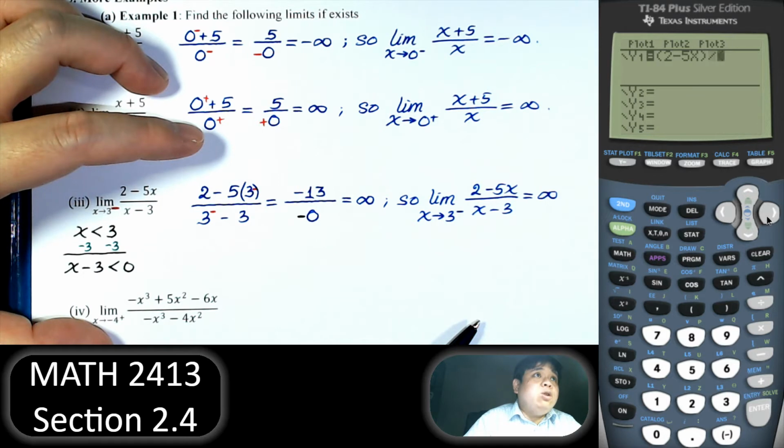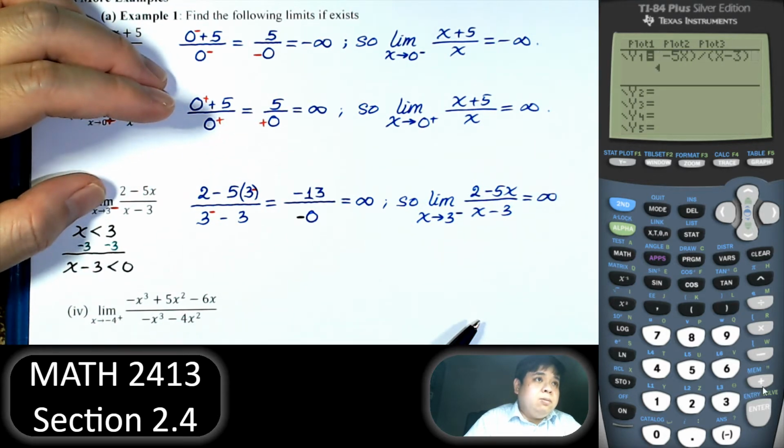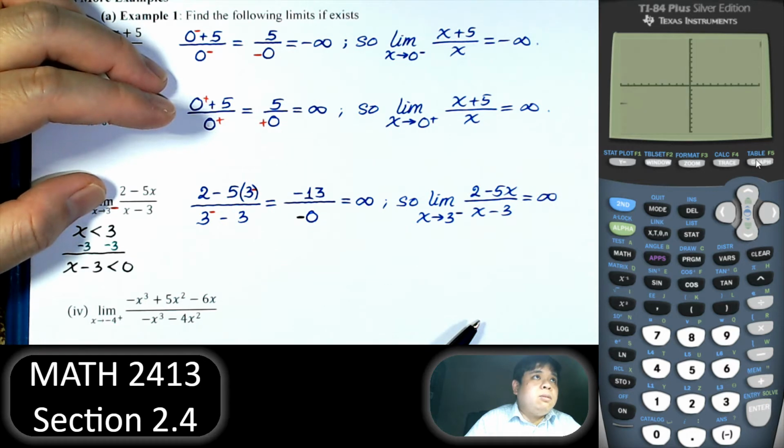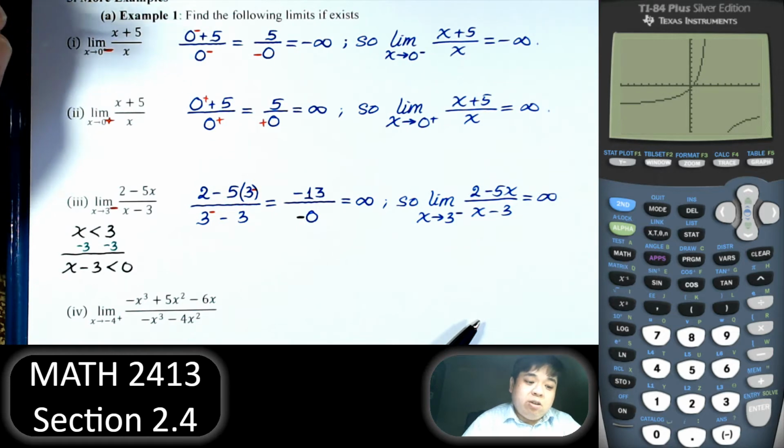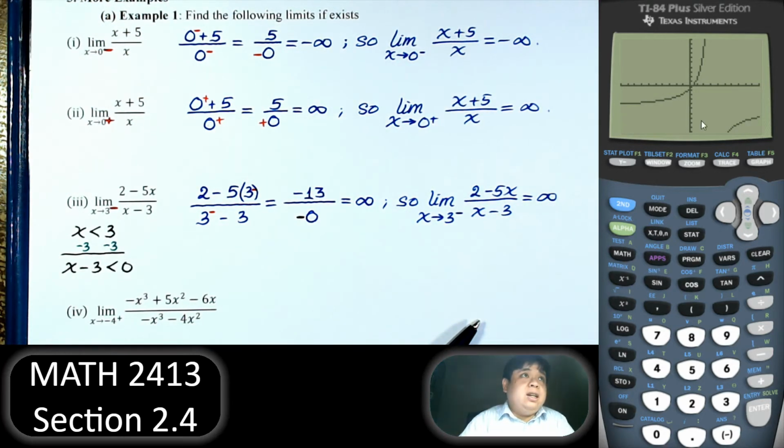Of course, we can confirm by the graph. Two minus 5x over x minus 3. And on the left side of 3, it goes to infinity. Yeah, this is x equal to 3. We cannot really graph x equal to 3 because it's not a function, but the graph confirms it.